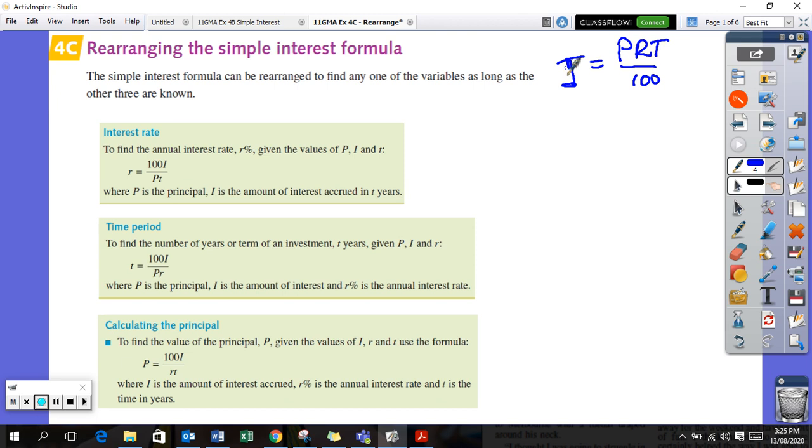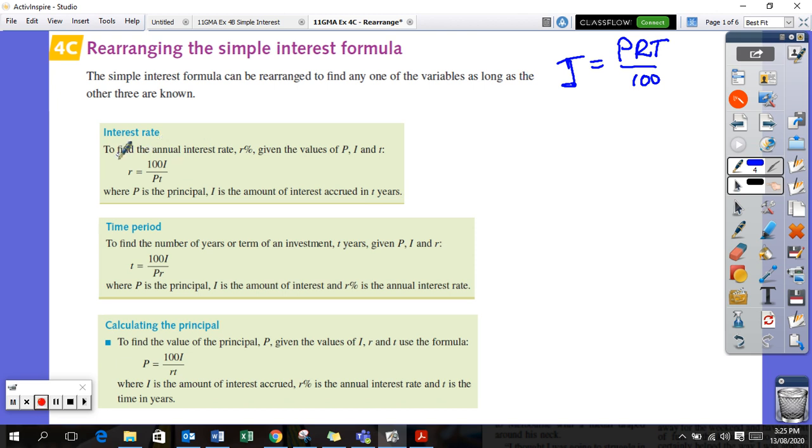Sometimes we know what interest we want. We just have to work out how much money we have to invest to get that interest, or we know what interest we want and we have to work out what interest rate we need to get, or sometimes we want to work out how long we have to put some money away to get that interest. So sometimes we want to find out P, sometimes R, sometimes T. So we'll start looking at the interest rate.